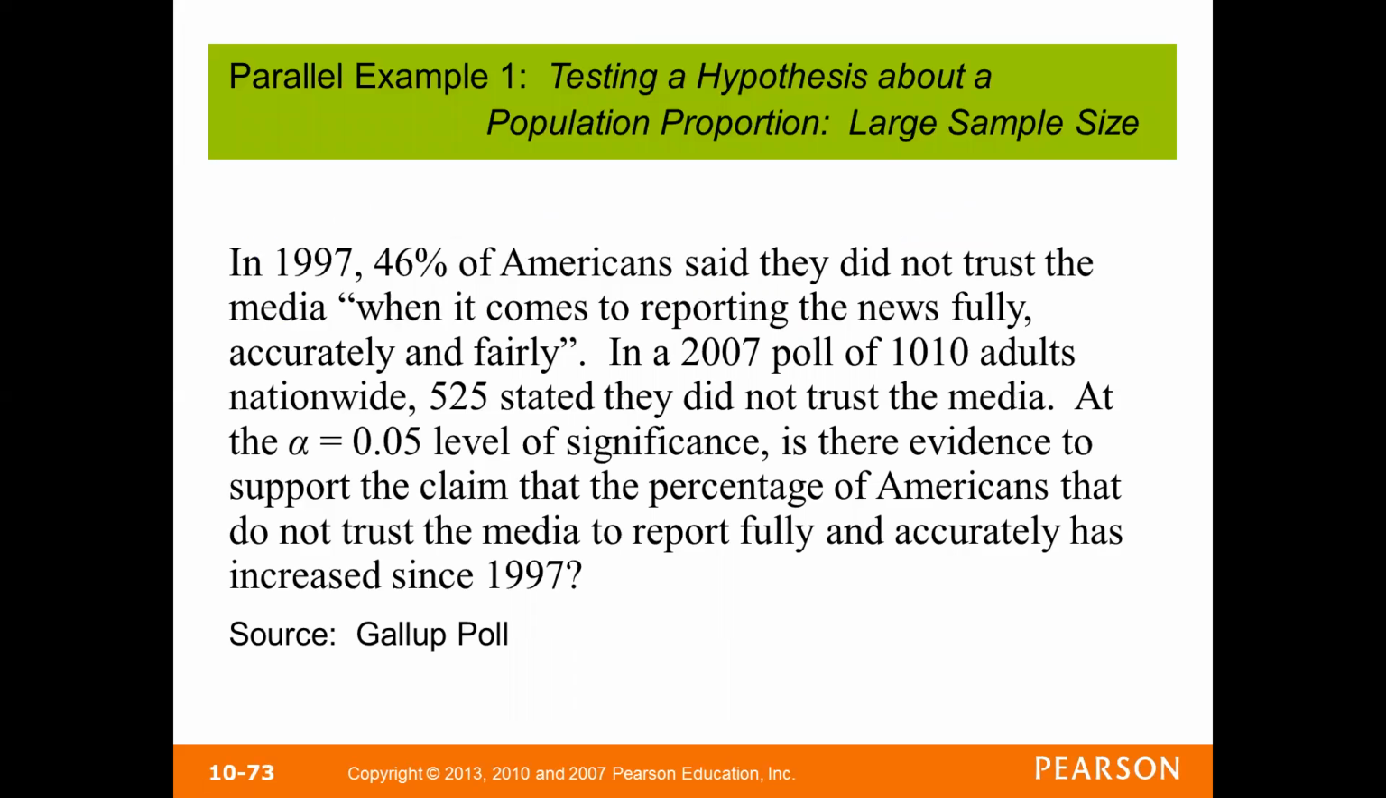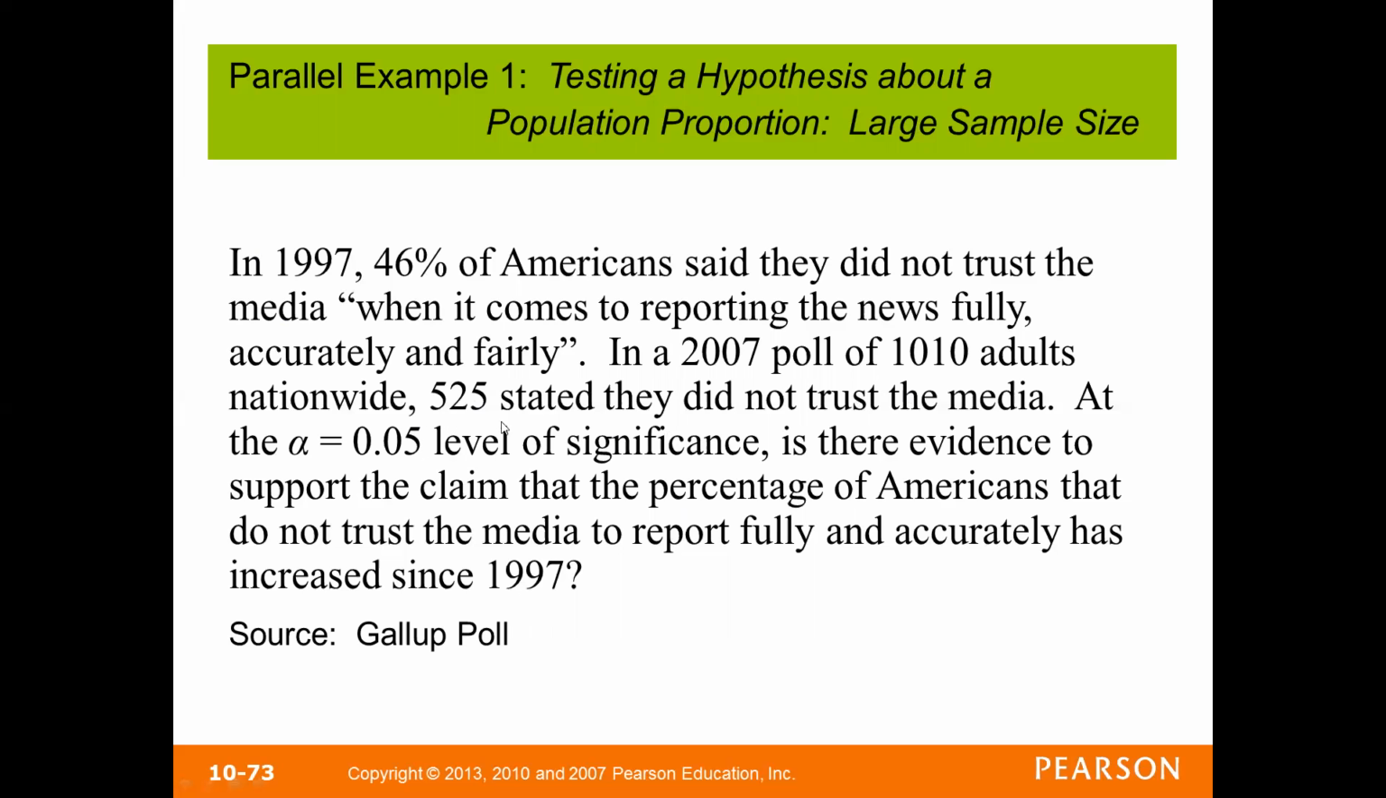So take an example. In 1997, 46% of Americans said they did not trust the media when it comes to reporting the news fully, accurately, and fairly. In a 2007 poll of 1,010 adults, 525 stated they did not trust the media. At the alpha equals 0.05 level of significance, is there evidence to support the claim that the percentage of Americans that do not trust the media fully and accurately has increased since 1997?